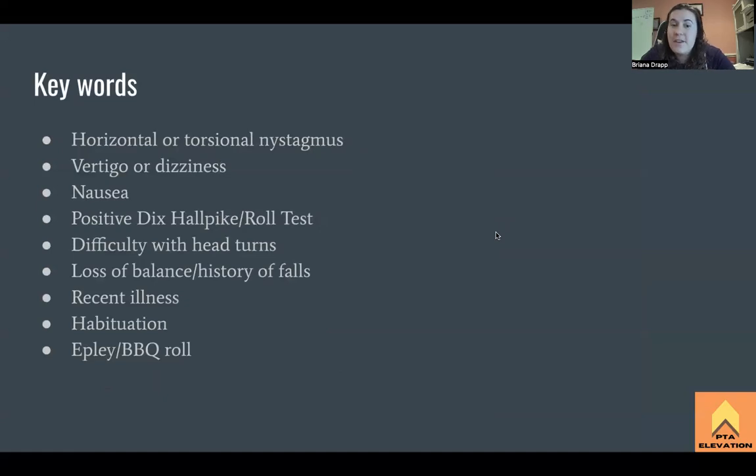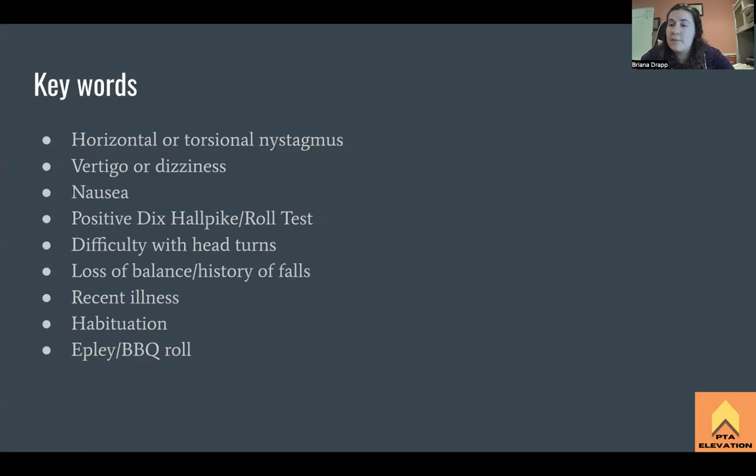So our keywords are looking for that horizontal or torsional nystagmus, because that means we can do something. If it's vertical, we cannot. That's beyond what we can deal with; someone else who gets paid a lot more can deal with that. Vertigo or dizziness, if the patient's complaining about that, that's what you're looking for. Nausea and vomiting, very common symptoms. Positive Dix-Hallpike or roll test.